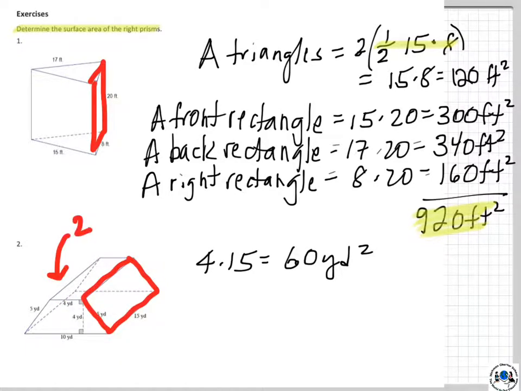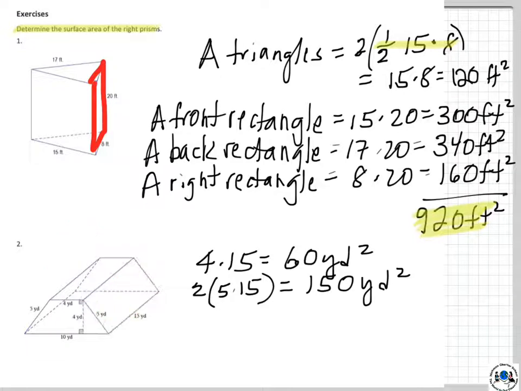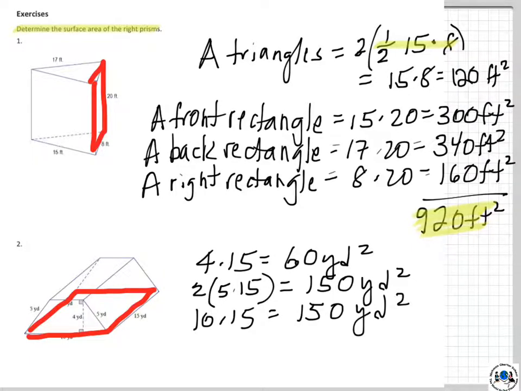Look at these. We have 2 of those that are going to be exactly the same, those two side panels right there. Those are 2 times 5 times 15, and that's 150 square yards total for those 2. All right, and let's take a look at that base now. We have our base, or our bottom, 10 by 15, and that is 150 square yards.